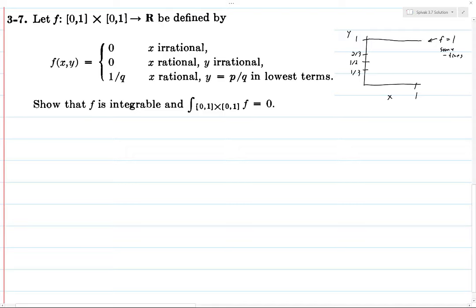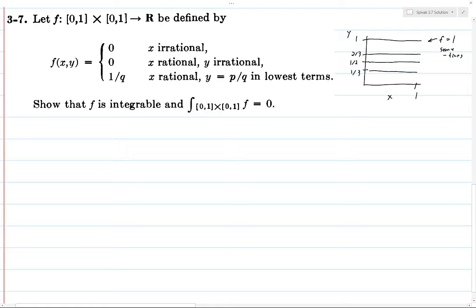Okay, so over here, on this line, where y equals 1/2, f is going to be 1/2 whenever x is rational. Similarly, here f is going to be 1/3, and here f is going to be 1/3. So we have these horizontal lines where f is sometimes equal to a value. Up here it could be 1, here it could be 1/2, and then as the denominator grows, you get more and more potential lines, but the value of f on those lines gets smaller and smaller.